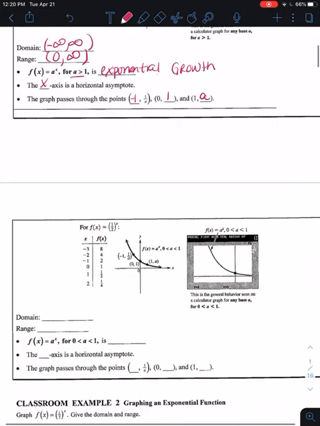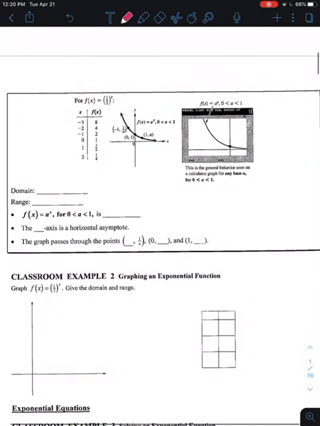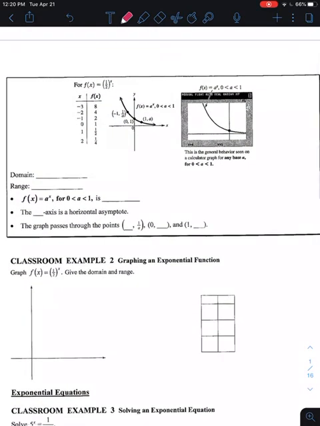Moving on, in this next box, we have an example of exponential decay. In this example, a is 1 over 2. So if you go back, we're going to look at those 3 points that lie on this graph. So you have the point -1, 1 over a, again, which is the reciprocal of a. And then you have 0, 1, and 1, a.